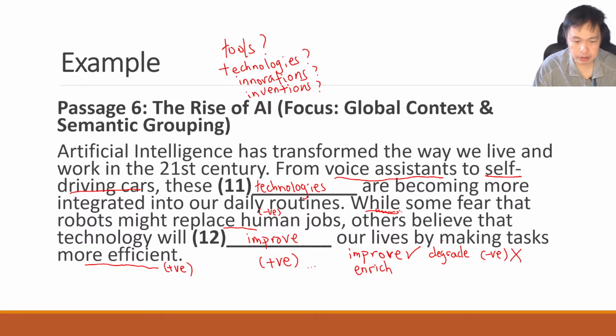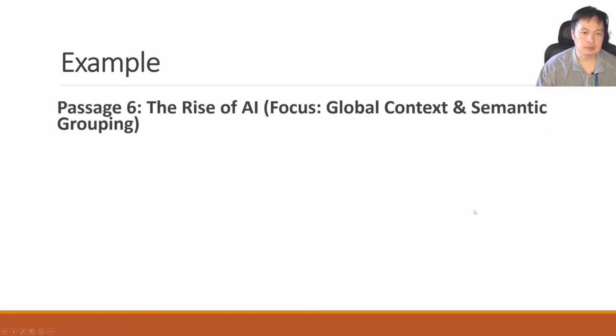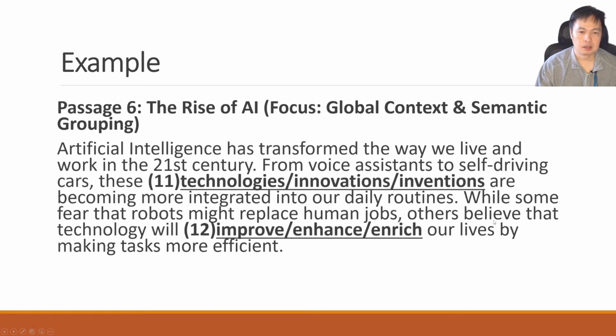So let's look at whether those answers are correct or not. The answer for 11, from voice assistants to self-driving cars, these technologies, innovations, inventions. So yeah, we are correct. Answers for number 12, technology will continue to improve, enhance, or enrich. Notice that I never wrote down the word enhance just now, which is another way of saying improve our life. So all these options are accepted as correct answers.